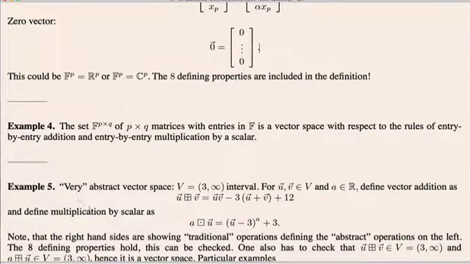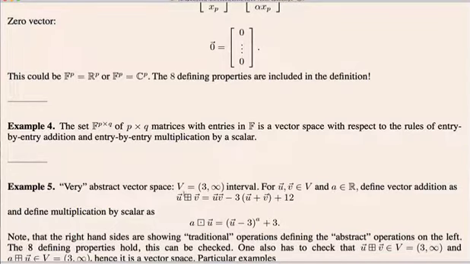We can also have some very, very abstract vector spaces defined. For example, let's use for V the interval 3 to infinity. So this is the open interval with numbers larger than 3. Then if you have u, v vectors from this space and alpha a real number, let's define the vector addition as u box plus v equals u times v minus 3 times u plus v plus 12. And we also define the multiplication by scalars as alpha box dot u, which is u minus 3 to the alpha plus 3.